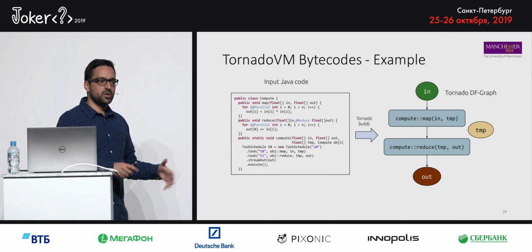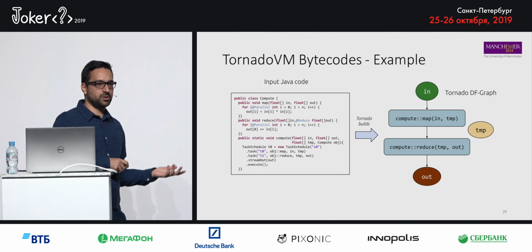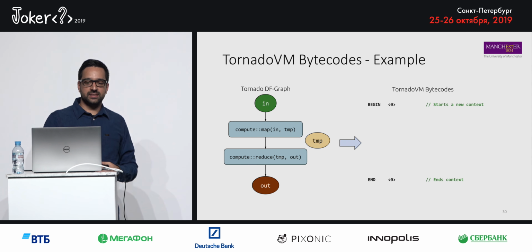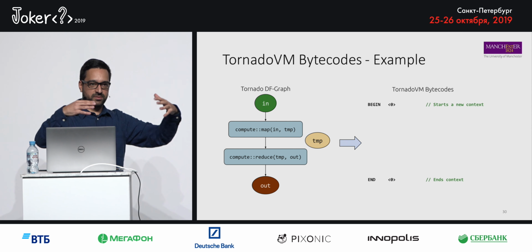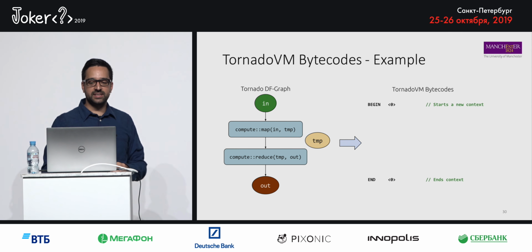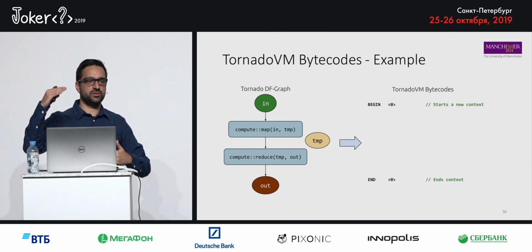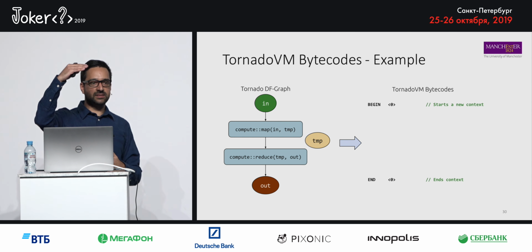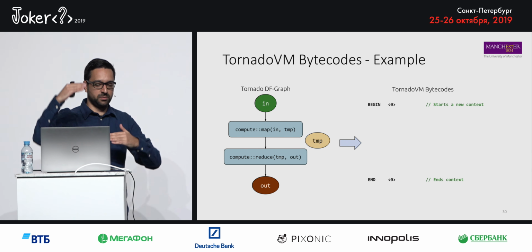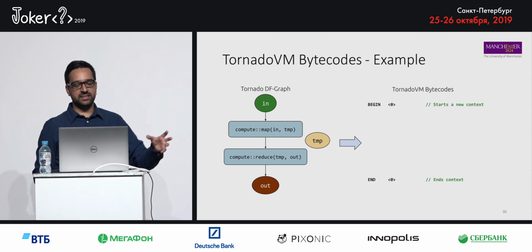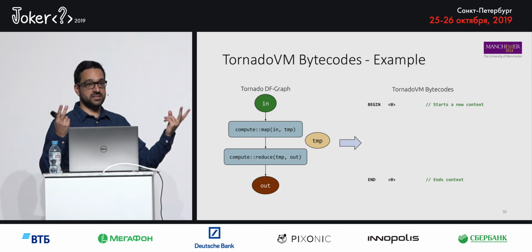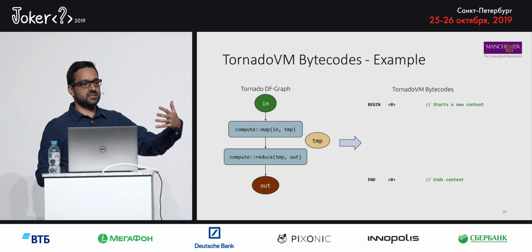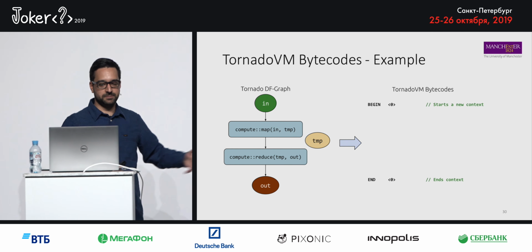From this graph, we generate Tornado bytecodes. And it looks as follows. So for all the tasks that belong to the same group of tasks, the task schedule, we generate a section of Tornado bytecodes. They are enclosed between begin and end, just to define some limits. And we pass an ID. The ID is the initial device on which you're going to run, okay? Device 0 is a virtual device. But it doesn't matter. We can change the device at any point at runtime.